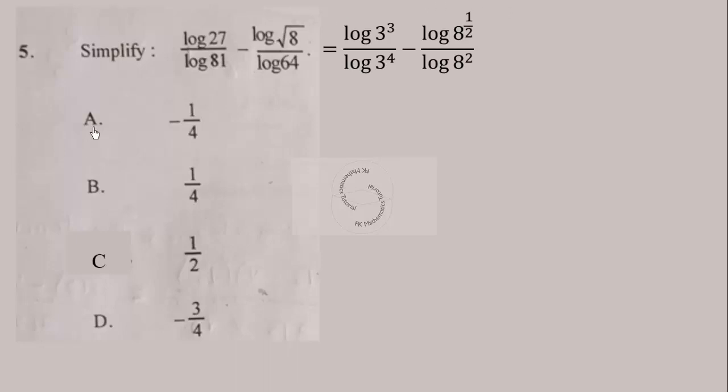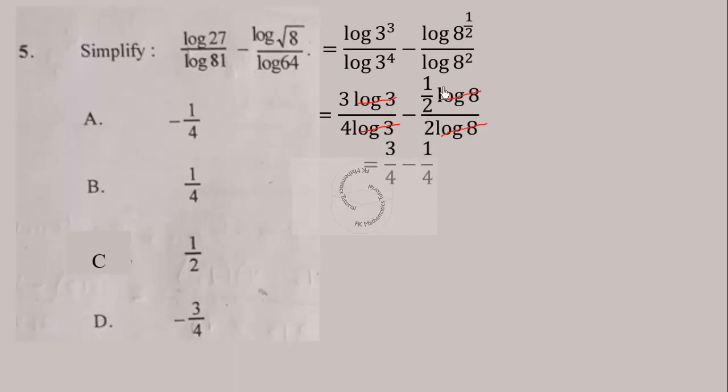Now we use the power law of logarithm, so the power comes to multiply in each case. Now we can cancel. This will cancel this. This will also cancel this. So that gives us 1 over 2 over 2 is 1 over 4. So they have the same denominator, so we just subtract the numerators, and that will give us 2 over 4, which is the same as 1 over 2.